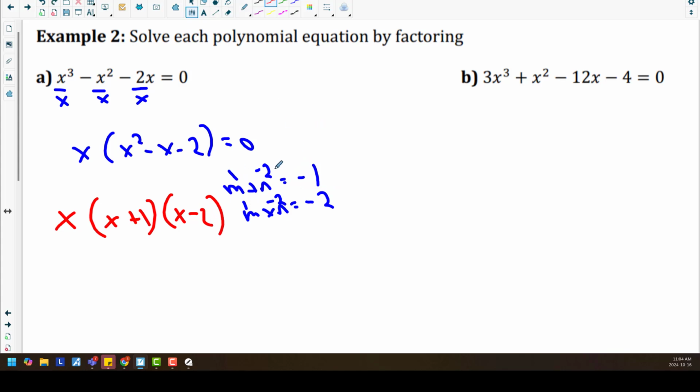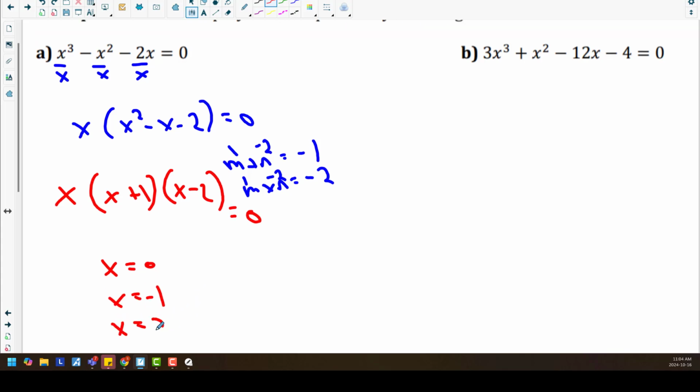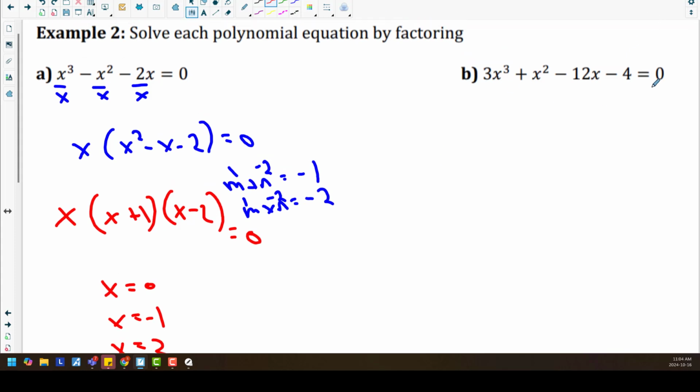So yes, so plus 1 and -2. There you go. That's equal to 0. And then our solutions are obviously x equals 0, x is equal to -1, and x is equal to +2. These are my solutions and my zeros. Okay, let's move on to this one.